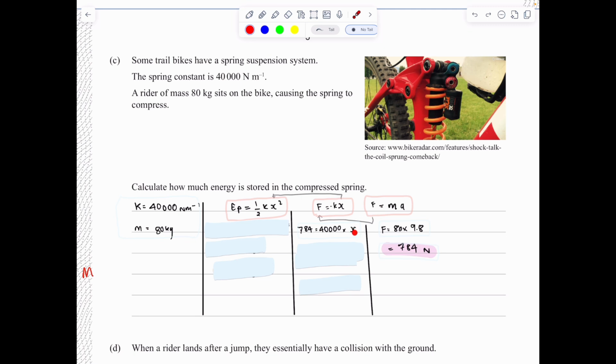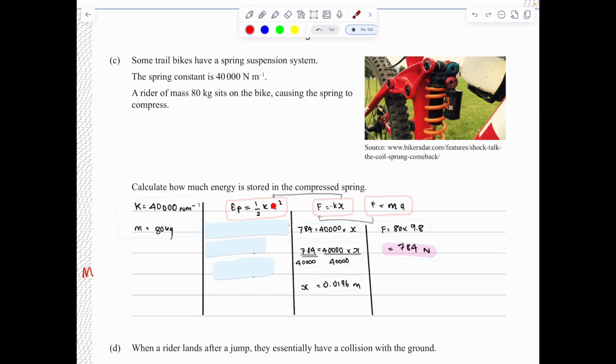Okay. Rearranging that, I need to get X on its own, so I have to get rid of the times 40,000. To get rid of the times, I have to divide. So I've divided this side by 40,000, which means I have to divide this side by 40,000. So 784 divided by 40,000 will equal X. By calculating this, I will get 0.0196 meters. That's the compression. X is the compression.